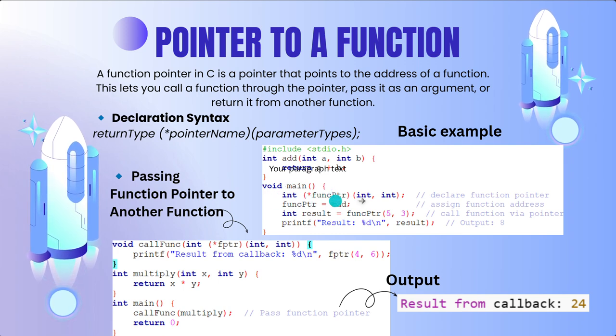Void main, and then in this function we declare the pointer, and for the function pointer we assign the address of the function, and then we call the function and print it. So the output is 8.